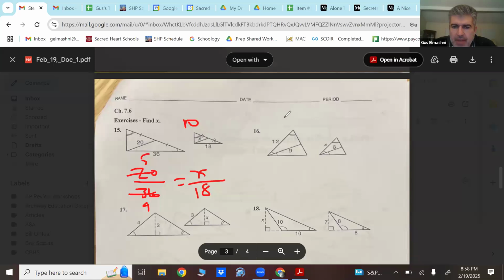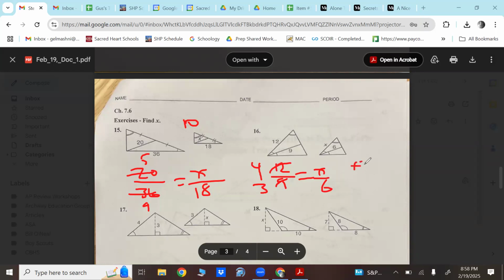These are actually similar triangles again. That's happening because you have the AA similarity. Corresponding angles are equal. So 12 over 9 equals x over 6. That's 4/3. That'd be 8.